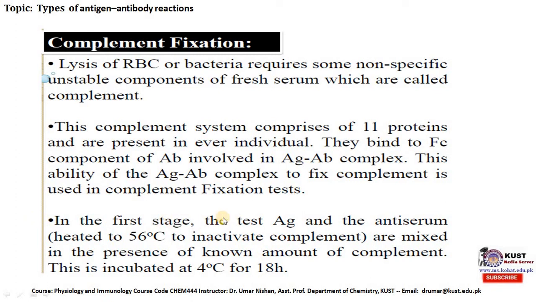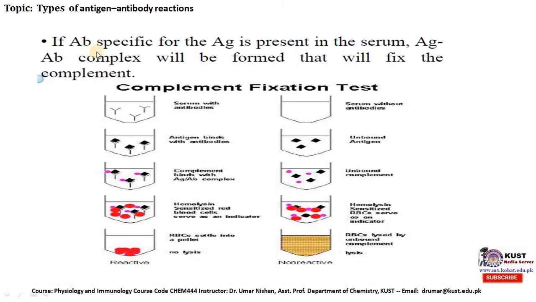In the first stage, the test antigen and the antiserum, heated to 56 degrees C to inactivate complement, are mixed in the presence of a known amount of complement. This is incubated at 4 degrees C for 18 hours. If antibody specific for the antigen is present in the serum, an antigen antibody complex will be formed that will fix the complement. Complement fixation test: serum with antibodies, serum without antibodies.